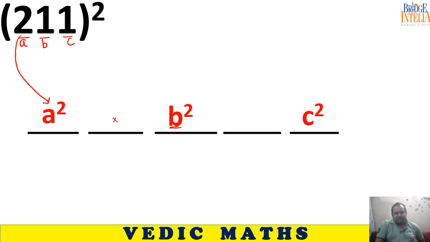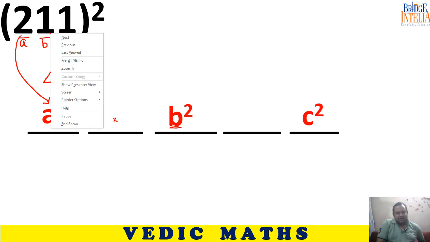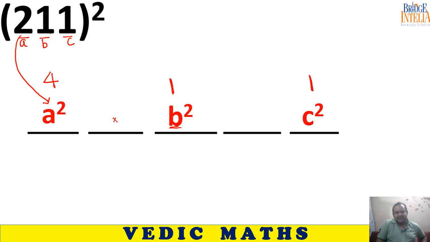A is equal to 2. So 2 square is 4, so I write 4 here. Then I leave a blank space, then I write B square. B is equal to 1, so 1 square is 1. So I write 1 here. C is equal to 1, so C square is 1. So I write 1 here. We have already filled 3 blank spaces. Now what to do with the remaining ones?